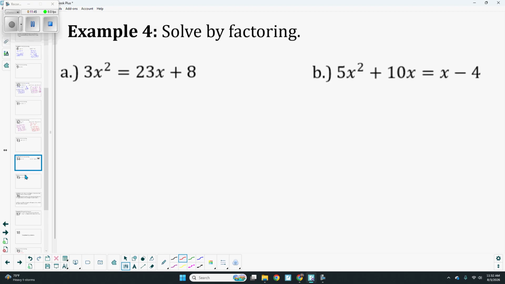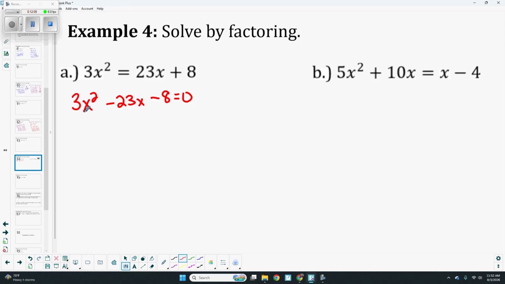Example 4. So we have to get everything equal to 0. We always, I should have said this earlier, always want the term with x squared to be positive. So I would not minus 3x squared from both sides here, even though that's less work. We don't want a negative a. So I'm going to keep this and I'm going to move both of these over. So we're going to get 3x squared minus 23x minus 8 equals 0.